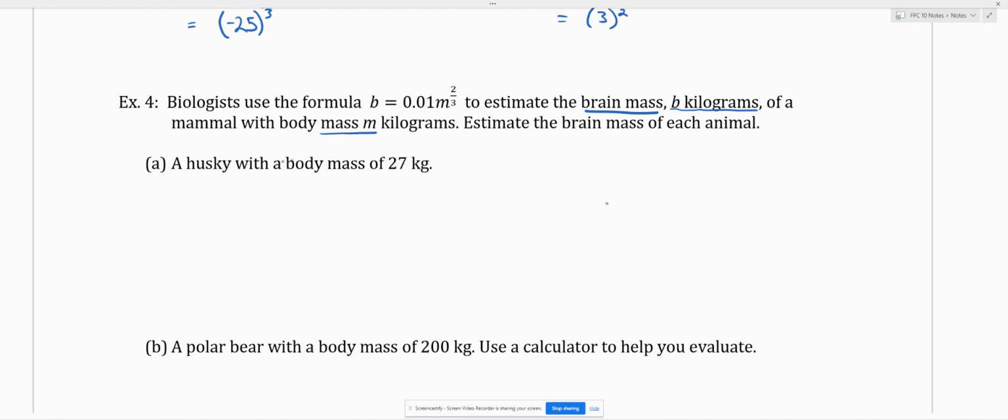So we got a husky. Okay, I had a couple huskies growing up. Awesome dogs. And so all this is saying we have a body mass of 27.